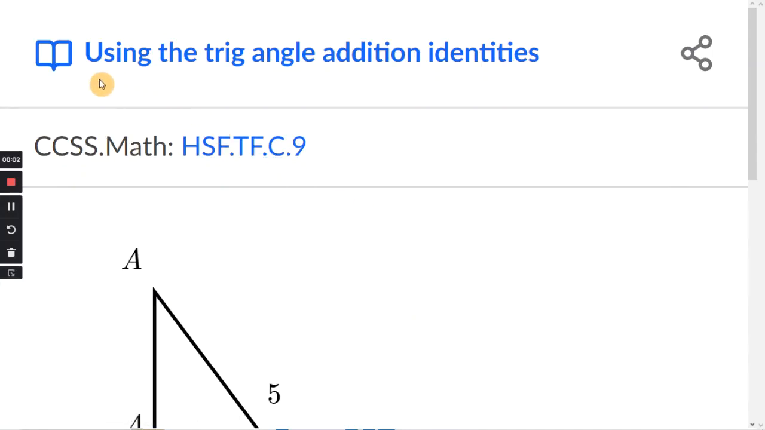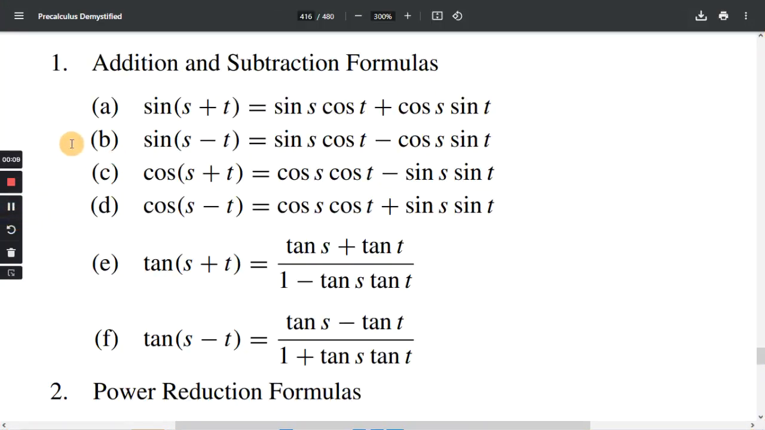This will be for the exercise using the trig angle addition identities. So these are the addition and subtraction identities for sine, cosine, and tangent. Notice we have a pair of identities for sine, both plus and minus, for cosine plus and minus, and for the tan function plus and minus. Basically we'll be adding or subtracting two numbers to get the resultant angle that we need, based on what they're asking us.